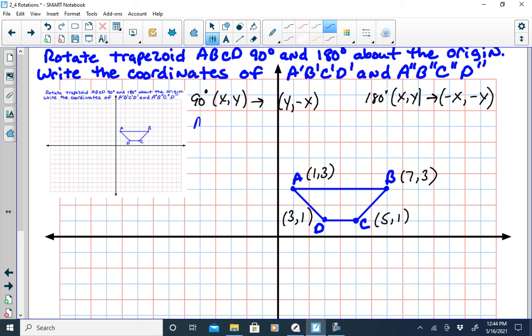So A prime, we want to go y, opposite x. So the y value would be 3. Opposite x would be negative 1. So that should be 3 comma negative 1. All right, B prime. Y, opposite x would be 3 and negative 7.